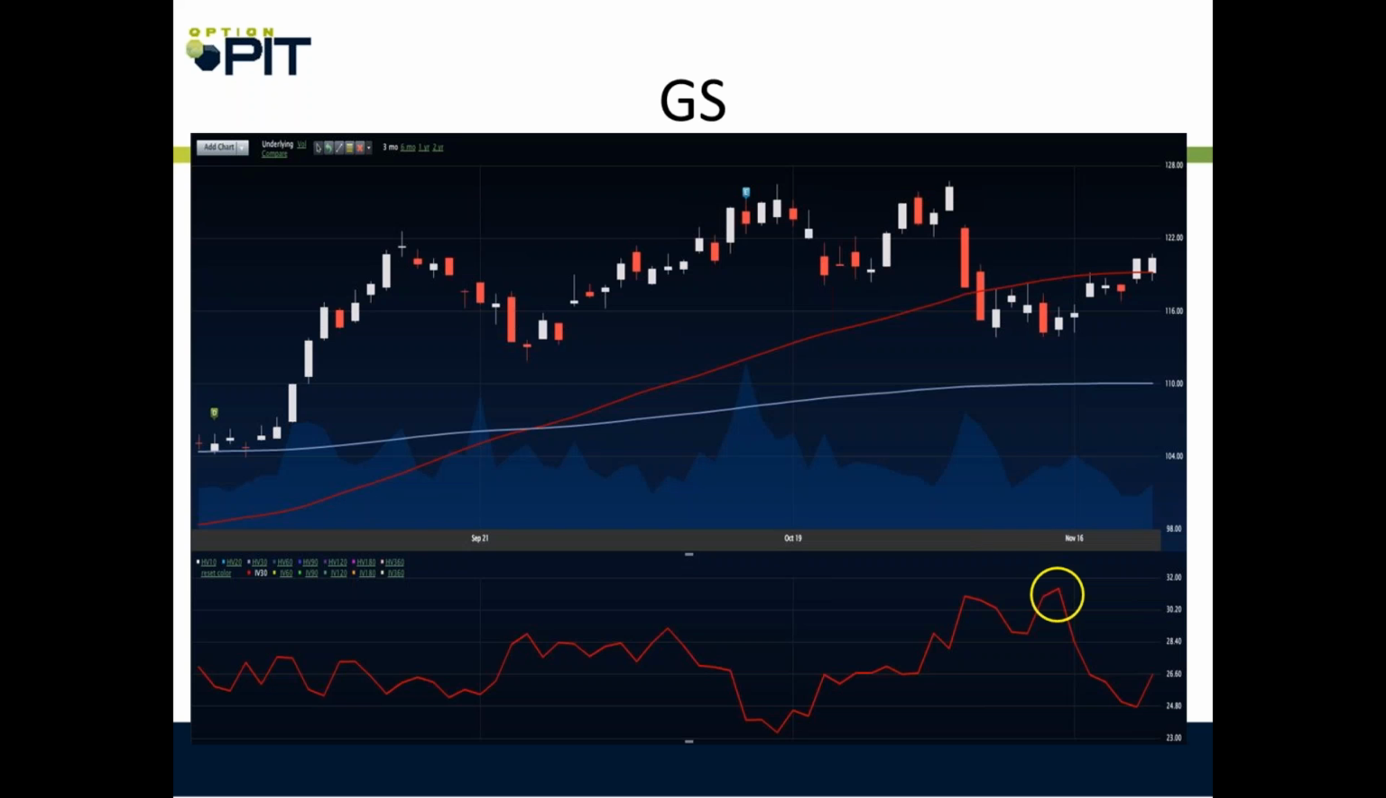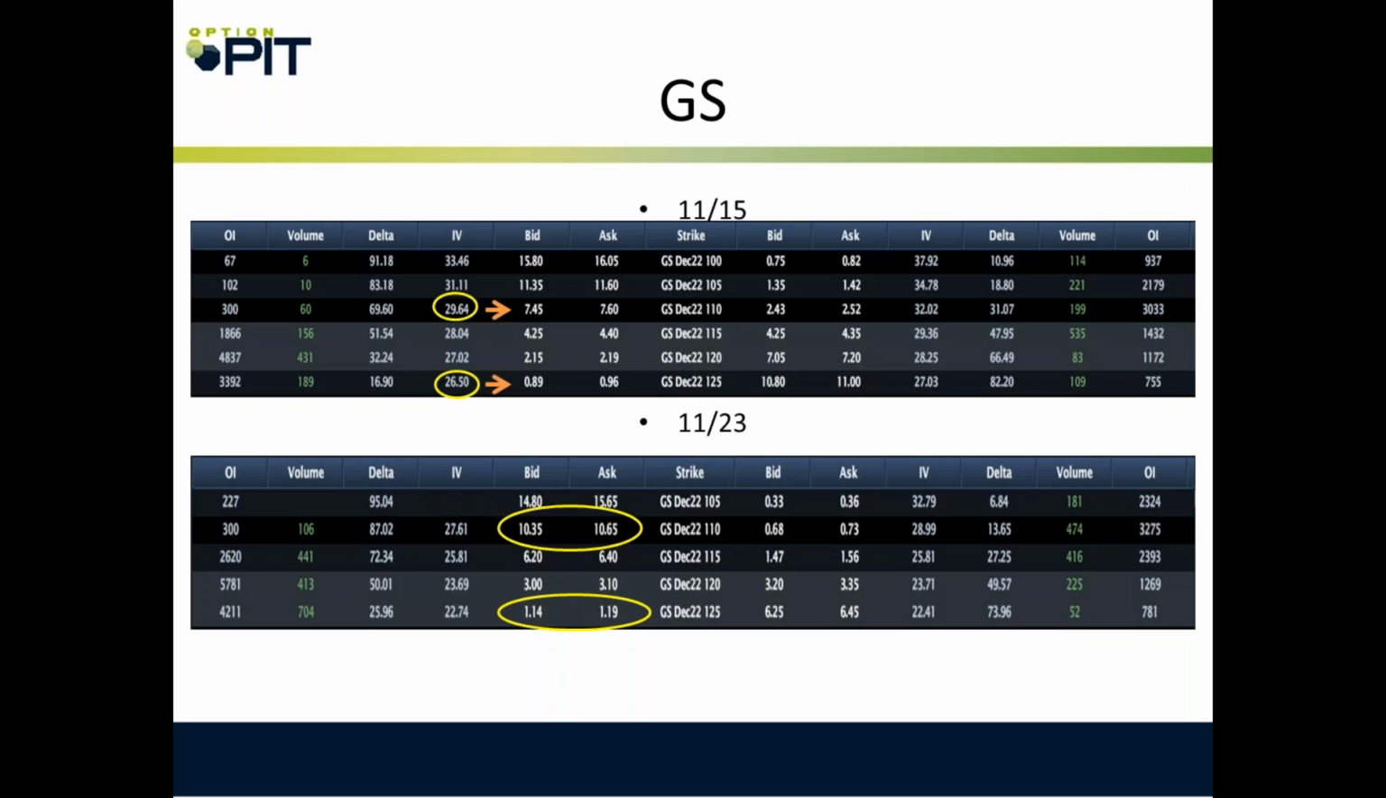So here's an example. Take a look at this chart of Goldman Sachs. And take a look at this implied volatility right here. All right. Now, I think Goldman is going to go higher. You can actually see I'm right. So let's take a look at buying an in-the-money option versus an out-of-the-money option here with implied volatility high. And what I want you to notice is that the implied volatility on the 110 strike is 29.6 and the 125 strike is 26.5.